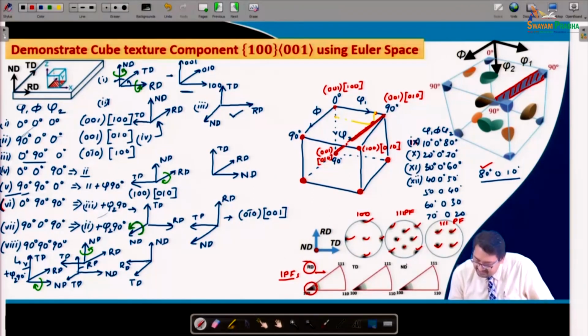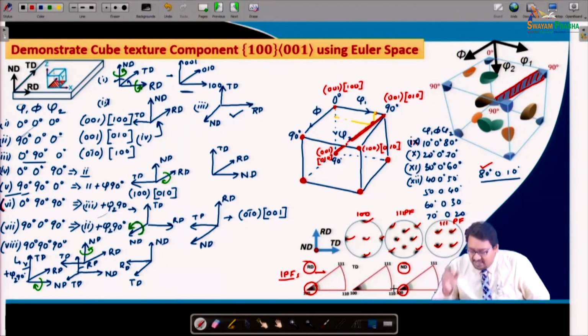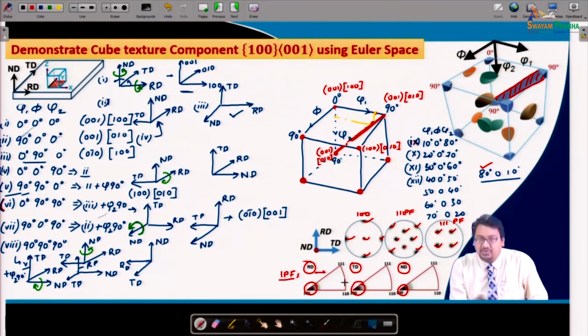Right. Similarly, for the ND the position is again 1 0 0, and thereby as 1 0 0, 0 0 1 and 0 1 0 are perpendicular to each other, therefore, you see the TD also comes along 1 0 0. So, this is the way we can demonstrate the texture in terms of Euler space, in terms of pole figure, in terms of inverse pole figure.